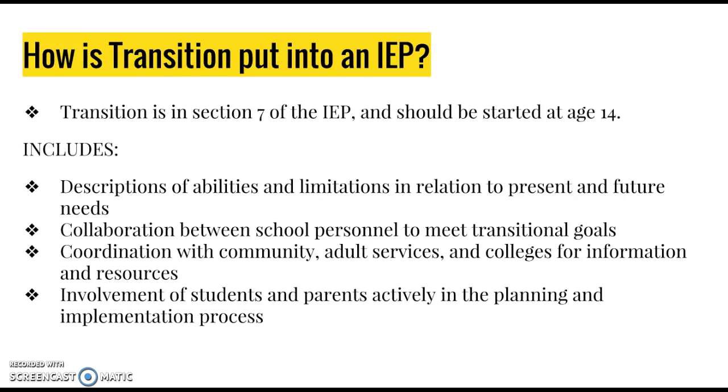So how is transition put into an IEP? It's in section 7 of the IEP, and legally it should be started at around age 14, but it has to be started at age 16 at the very latest. It includes a description of the student's abilities and limitations in relation to present and future needs and goals. It includes collaborative efforts between school personnel, like your counselors, your special ed teachers, your gen ed teachers, to meet the transitional goals of the student.